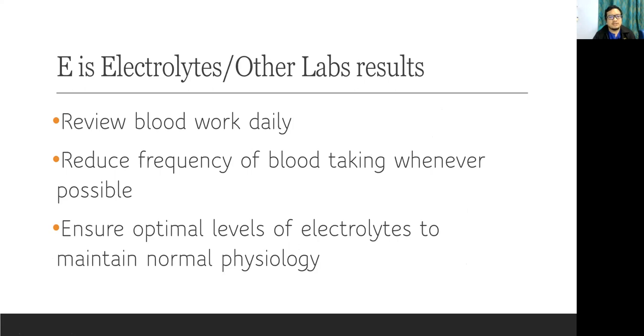Okay, so E is electrolytes. We review blood work daily to see whether the electrolytes are normal or not, hemoglobin normal or not. But whenever possible for chronic patients, you should reduce the frequency of blood taking. And then you have to ensure optimal levels of electrolytes to maintain normal physiology every day, but try not to be too rigid in your target. I don't even target sodium to become 145 or 140. All right, so I'm okay with 150 plus, as long as the patient is clinically well. So it depends, it comes by experience.